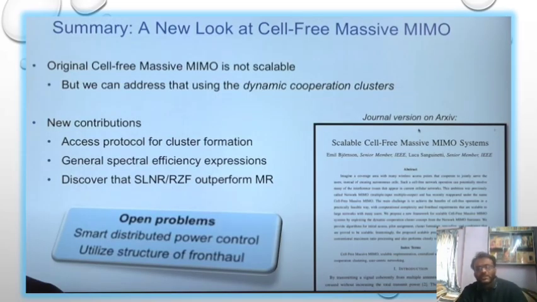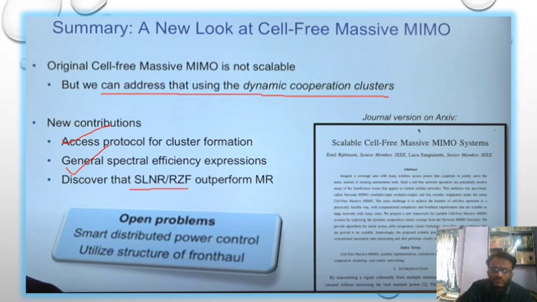So as a summary, a new look at cell-free massive MIMO techniques. The original cell-free massive MIMO is not scalable, but we can address that using dynamic cooperation clusters to make massive MIMO scalable, and that has been published in the papers given as reference here. The new contributions are, first, the access protocols for cluster formation. Also the general spectral efficiency, and the SLNR or regularized zero forcing is far better than MR. So these we can observe from here.